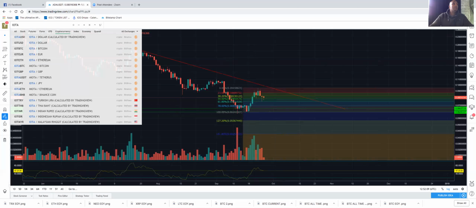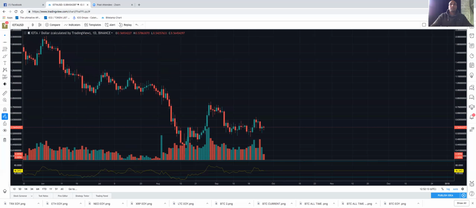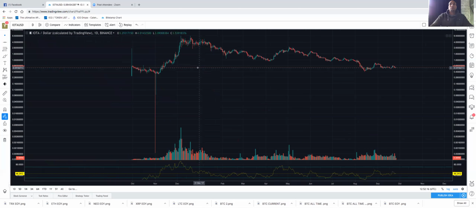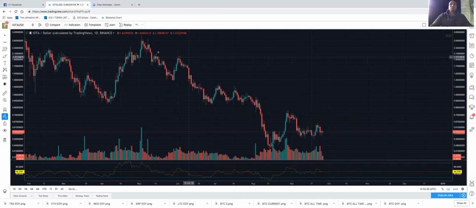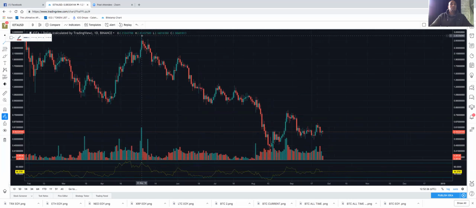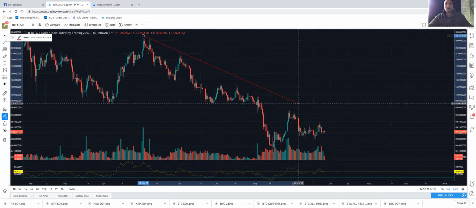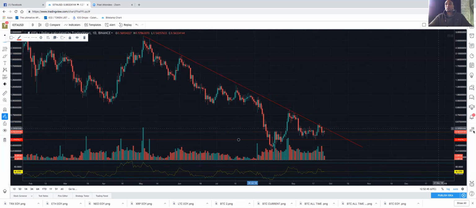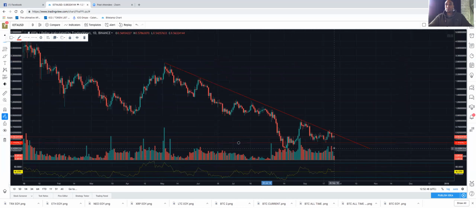IOTA USD. There we go. Okay, so let's plot our downtrend line. I'd like you to use this as well, to teach yourself how to trade and how to plot on different charts, so that you can start creating your own analysis and do it in line with my analysis. That would be first class. That's the first zone. This is the second zone.